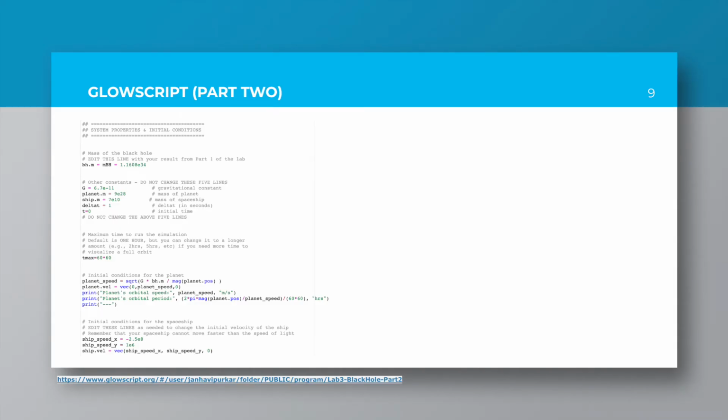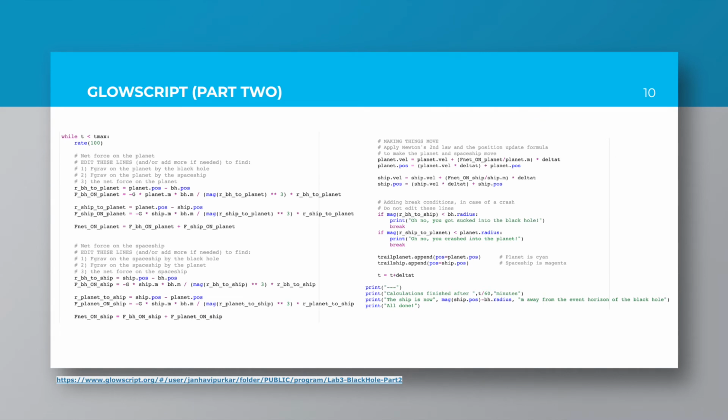So here's my GlowScript code for part 2. The goal for this part of the lab was to make sure that the spaceship was flying around the black hole without crashing into it or the planet. The mass of the black hole that I've plugged in is the one that I calculated from part 1. Over here we also have these constants plugged in for gravitational constant, mass of the planet, mass of the spaceship, delta t, and initial time. We also have the initial conditions for the planet.